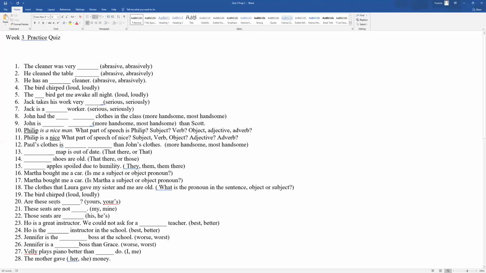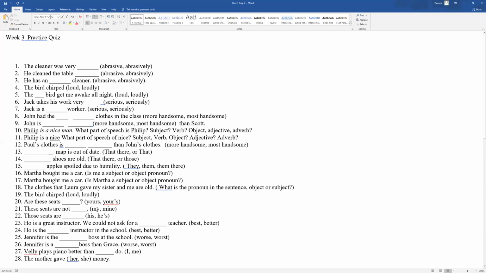"Are these seats yours?" We already know that the proper forms of a possessive pronoun are his, hers, yours, theirs, mine. So we don't use "your's." That doesn't exist in English, actually. And nobody says "yours is." Apostrophe S is a contraction that means he is, she is, that sort of thing. So: are these seats yours? Because this is a possessive pronoun, the correct answer is "yours."